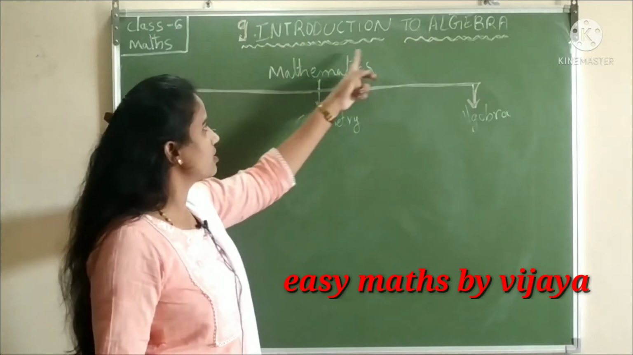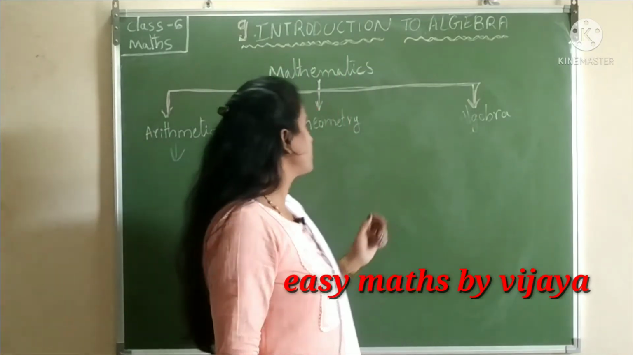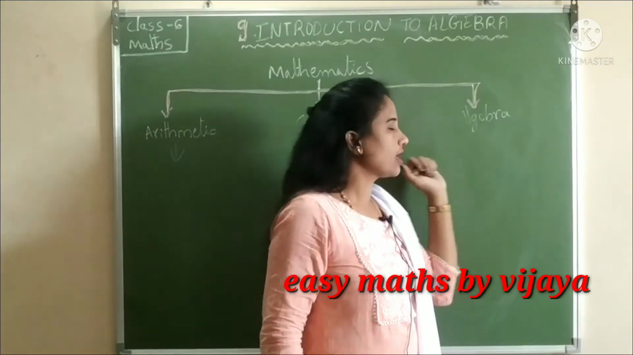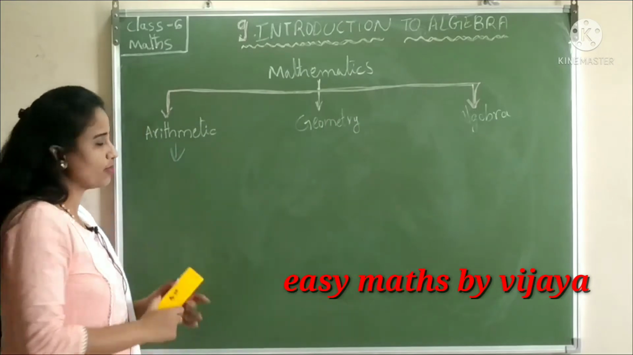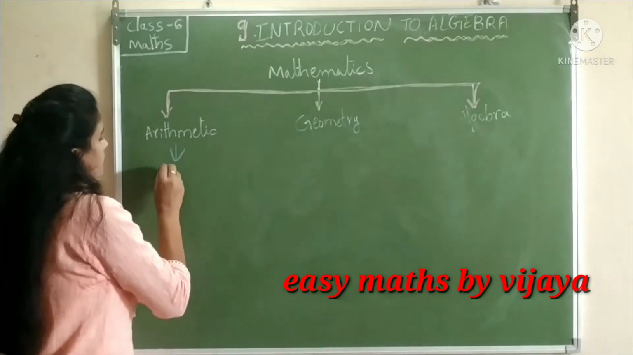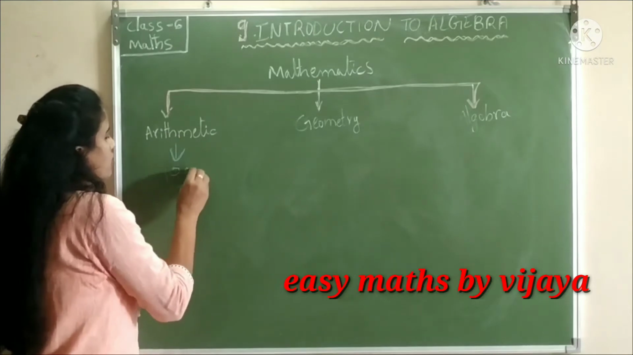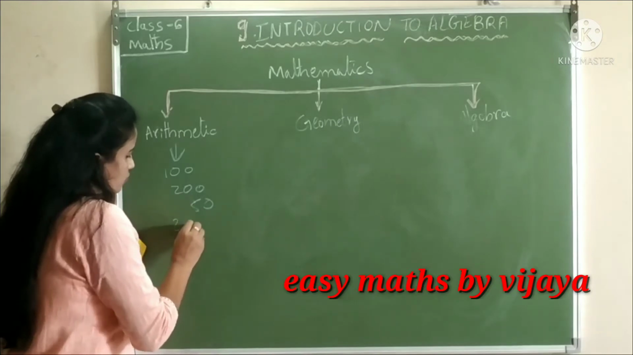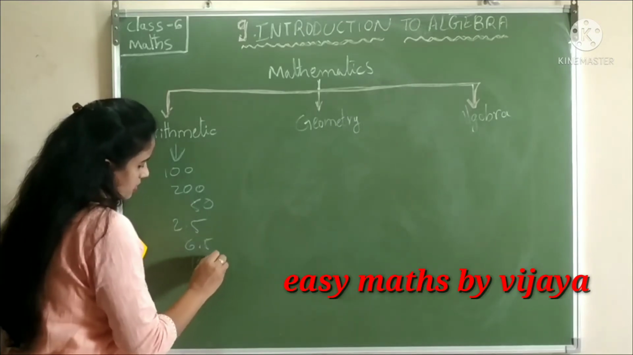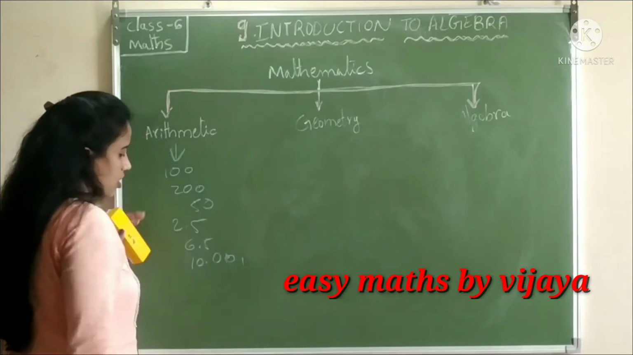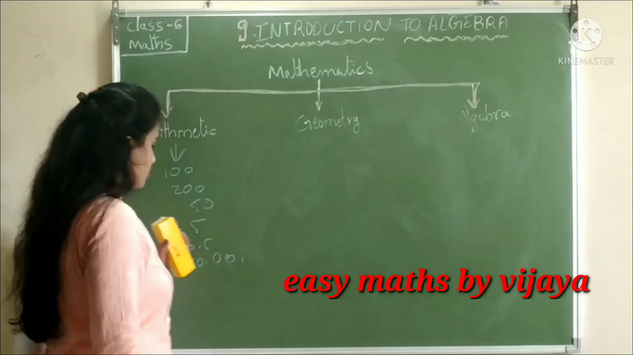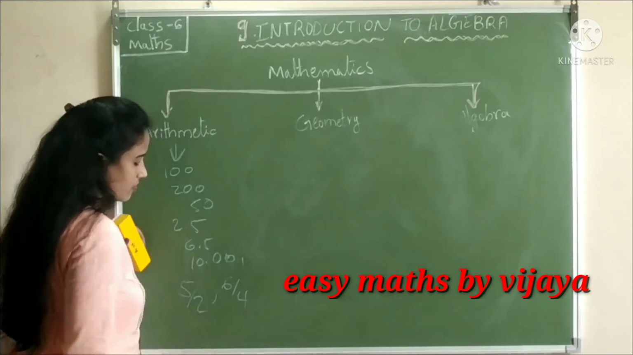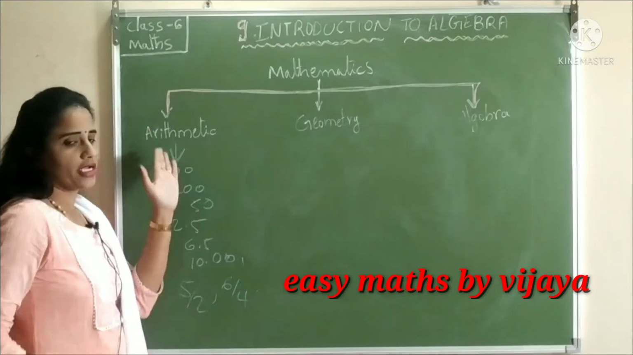Today our topic is Introduction to Algebra. See, what is algebra? Mathematics has different types of branches. That is arithmetic. In arithmetic, we have different types of numbers: whole numbers like 100, 200, 50, 1, 2, 3; decimal numbers like 2.5, 6.5, 10.001; and fractions like 5 by 2, 6 by 2, 6 by 4. These all are in the arithmetic part.